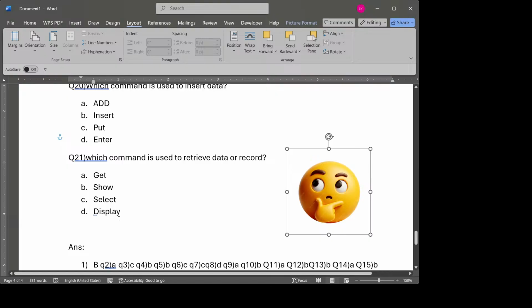Okay, which command is used to retrieve data or record? So to retrieve the data, we have to use select. So that is called DQL. Yes, so select we have to use. So the answer is 21C.